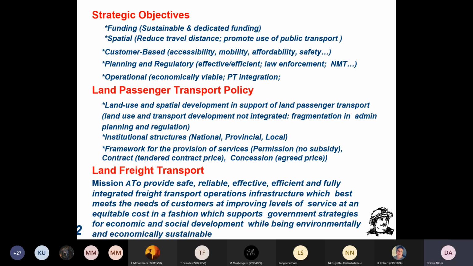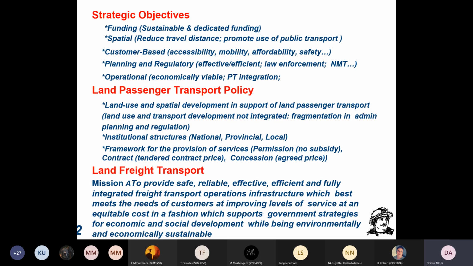Operational, and with operational you can see the mention of public transport integration again. So land passenger transport policy, if one looks at the land passenger transport policy, you will see again the development in support of land passenger transport, and you will find words like the planning and regulatory aspects coming in, the various bodies that are involved right from national level to local level, the different structures.